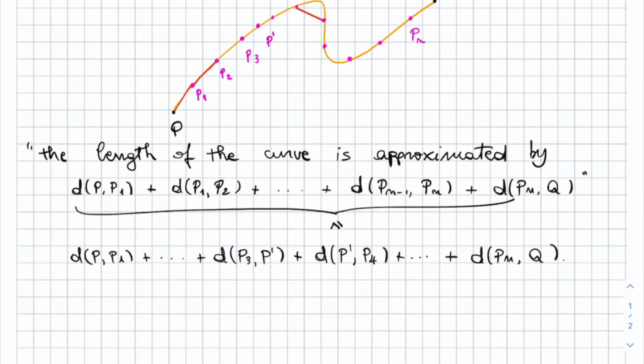And how do we prove this claim? Well, it is a consequence of the triangle inequality. Indeed, all the terms here are the same, except for the one concerning P3, P4, and P prime.